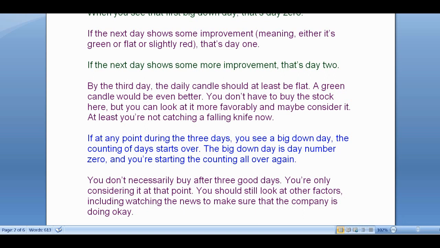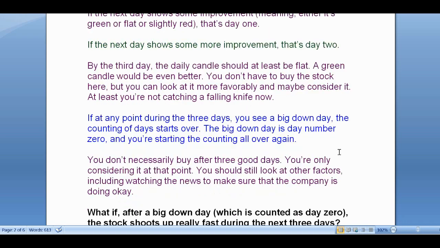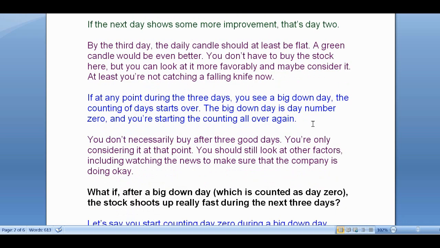You don't have to buy the stock here, but you can look at it more favorably and maybe consider it. At least you're not catching a falling knife now. So I'm not telling you necessarily to buy after 3 good days. I'm just saying you don't even consider it until at least 3 good days have happened. Now, if at any point during the 3 days you see a big down day, the counting of days starts over. The big down day is day number 0, and you're starting the counting all over again.